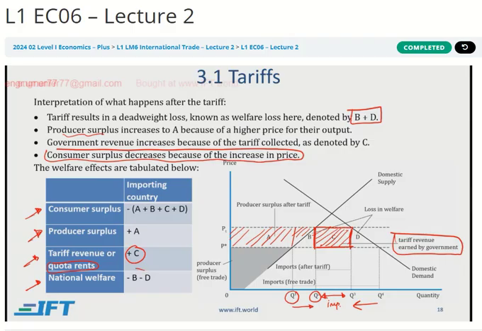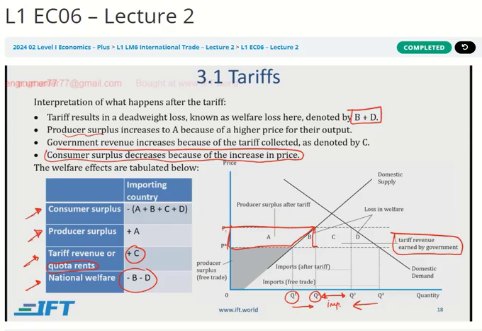National welfare is going to go down by B and D. Why not all A, B, C and D? Because A is going to the producers. So it's not really going down at a national level, because even though the consumers are paying higher, the producers are earning higher. So it's just a transfer of wealth happening from the consumers to the producers. But it's not a national loss.